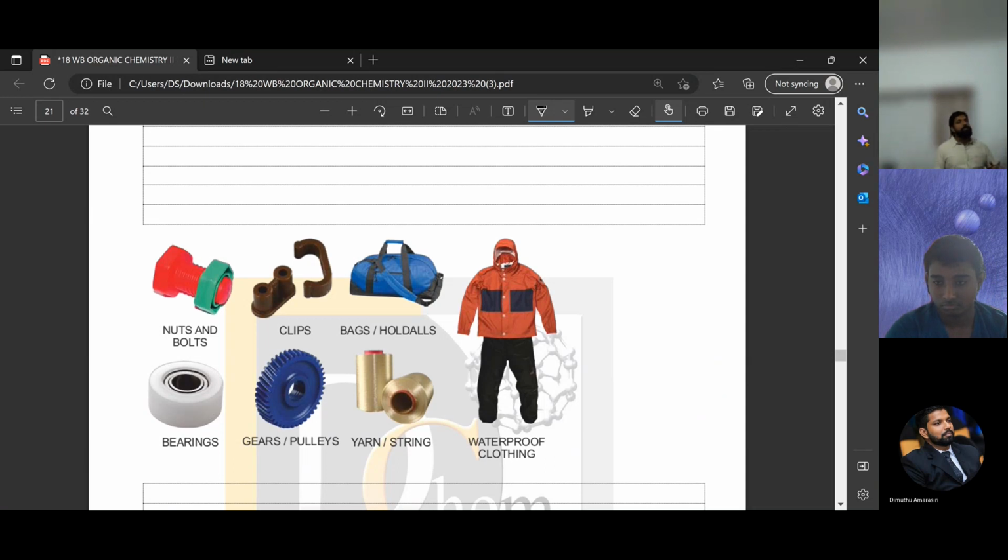But one thing you have to understand, polyamides are much stronger than polyesters. Gears, pulleys, bearings are made of nylon, not plastic. It's called nylon. Kites use nylon thread. They're strong. Construction clips, and waterproof clothing are also made of nylon.